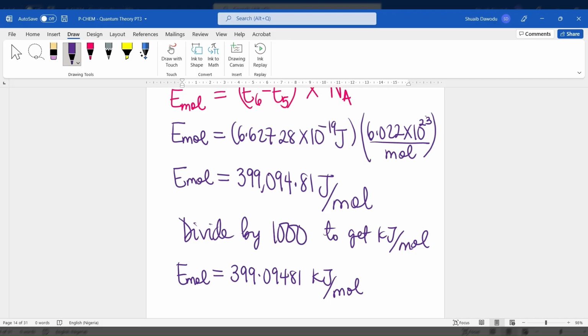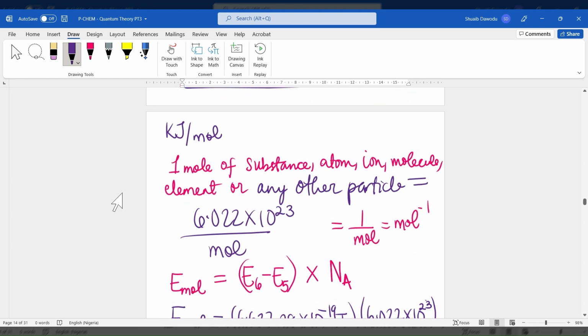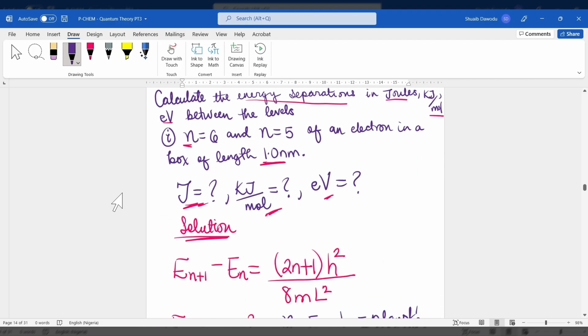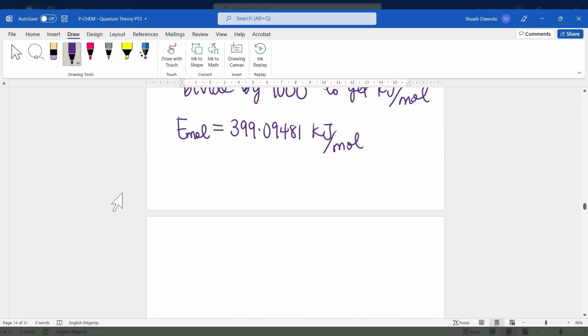Our work is still not done, love. We still have to remember that we're scientists and we have to put our work in the proper number of sig figs. When we go back to the question, we see the proper number of significant figures is two, so we're going to approximate this to two sig figs. So E sub mole is simply 4.0 times 10 raised to the power of 2 kilojoule per mole. And this is basically the answer to this question.